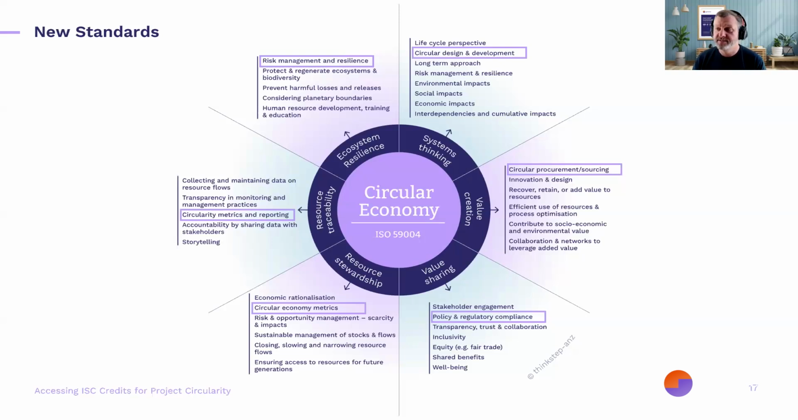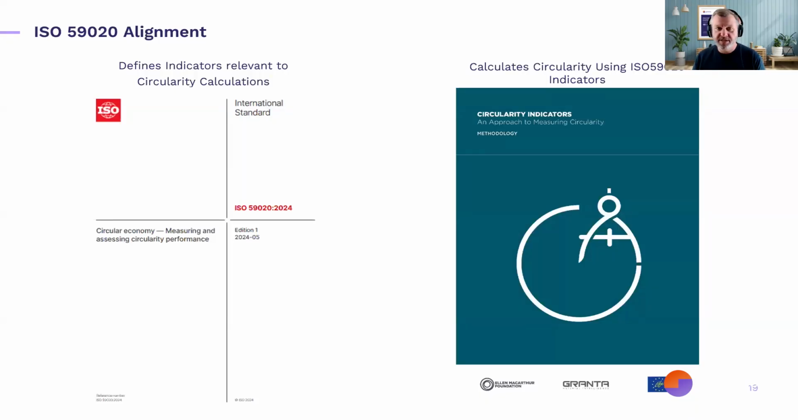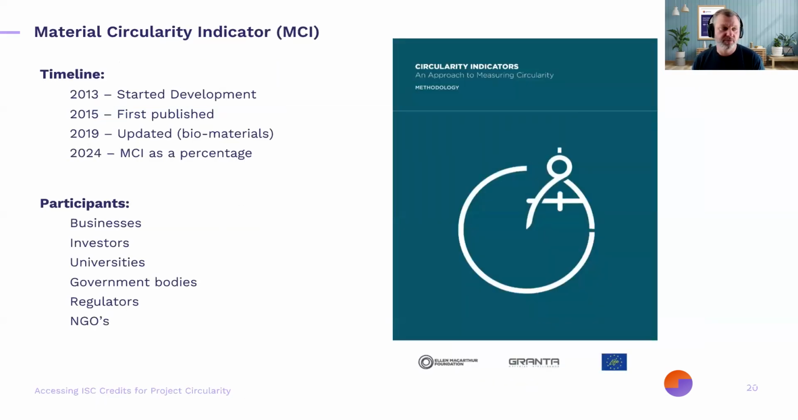And in fact, there's a sister standard to this, which is... have I frozen? I'm going to hope not. There we are. There is a sister standard called ISO 59020, which is now the umbrella standard for how we go about quantifying the level of circularity within systems. Now, there is an alignment between ISO 59020 and the material circularity indicator that we're going to discuss today. The ISO standard defines the indicators that are relevant to circularity calculations, whereas the MCI takes those indicators and turns them into a single metric through a calculation that is part of an open source methodology.